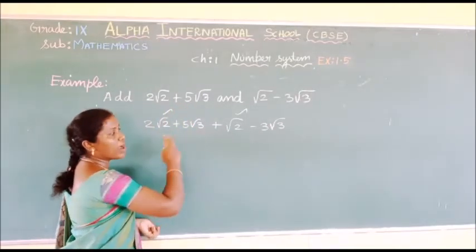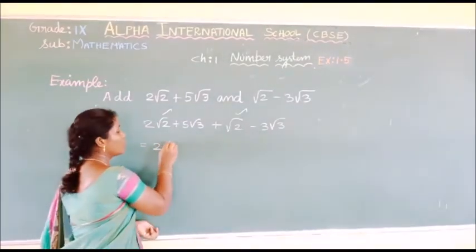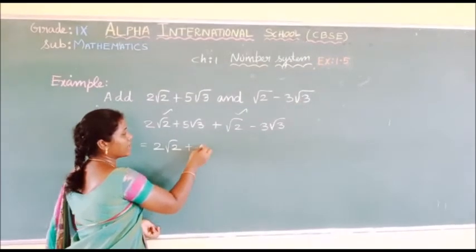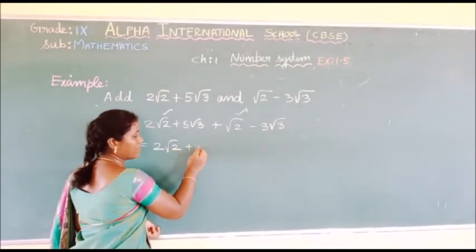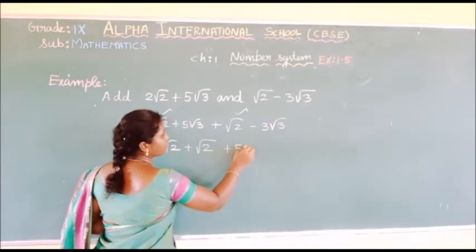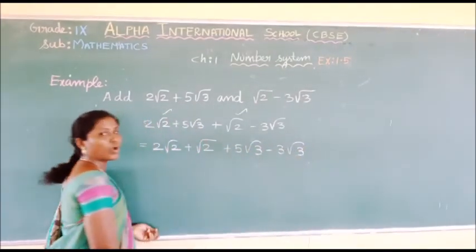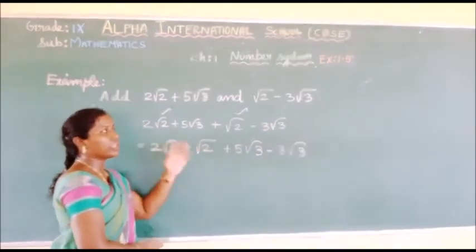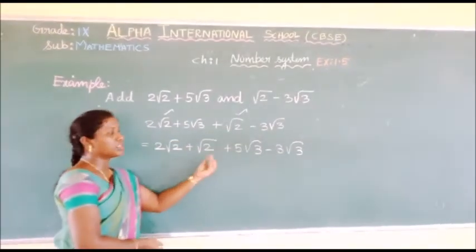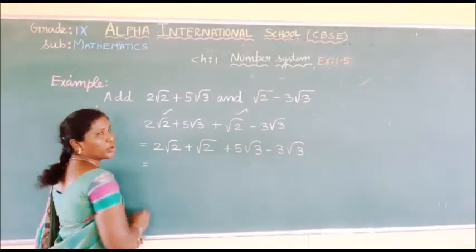Here, root 2, root 2. After combining, I am rearranging the like values. So 2 root 2 plus 1 root 2. Root 2 means it will be taken as 1 root 2. The other thing is 5 root 3 minus 3 root 3. Whenever you have irrational numbers, just add according to the like terms. Now we just have to add the coefficients.